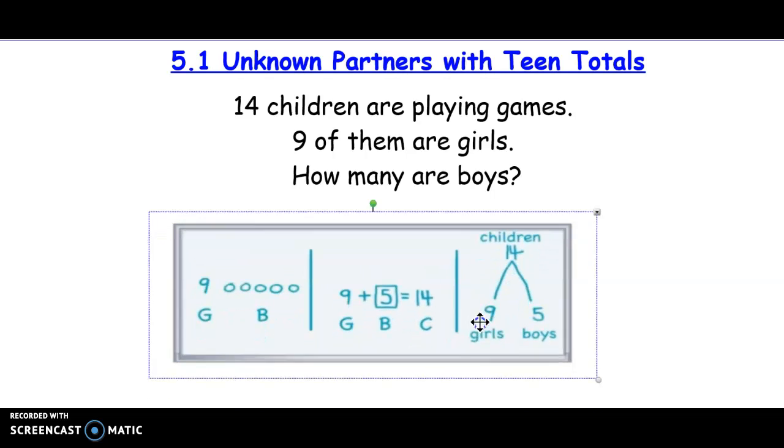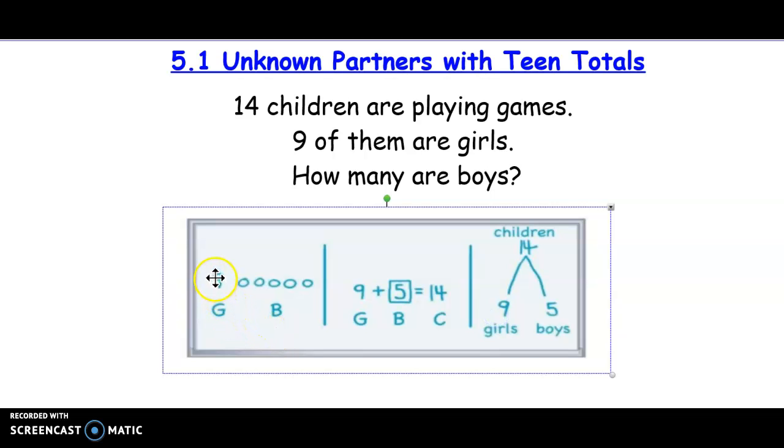Okay, so we could start with the number of girls that we know, and we could count on with a drawing until we reach 14. So we'd say 9, 10, 11, 12, 13, 14. Okay, then we count how many circles there are, and that tells how many boys. Same situation here. Our equation would look like 9 plus unknown, right, because the unknown is the boys, equals how many children total. We could grab the 9 in our hand and count up to 14.